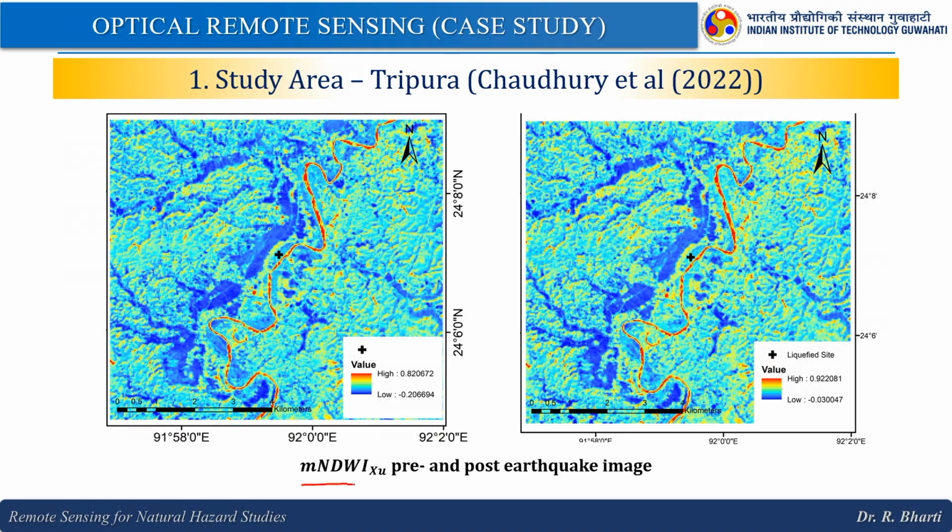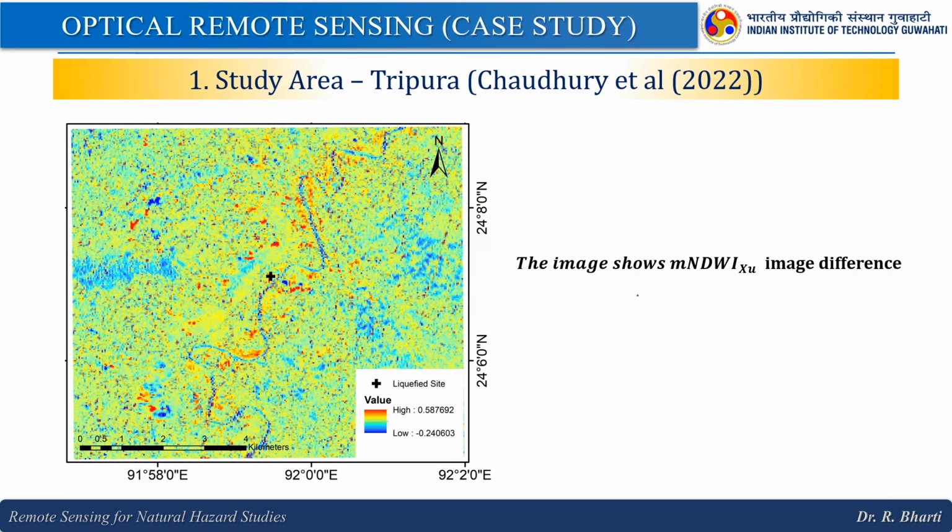So, this is the NDWI GAO pre and post earthquake image. Here you can see the minimum and maximum, how it is getting changed, and then you have the image difference of NDWI GAO, right. So, here you can see the changes, and this is the location.